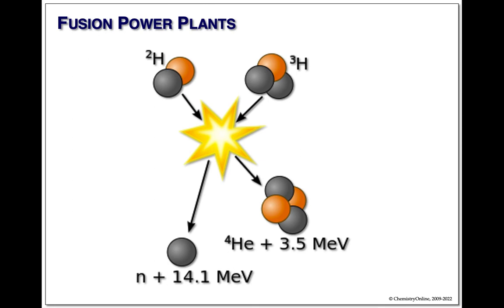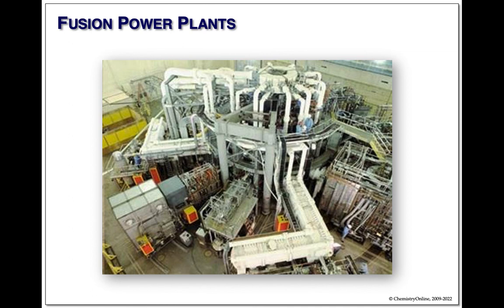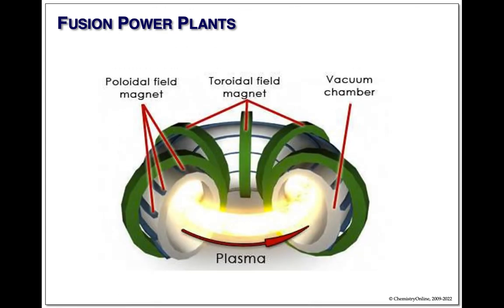Trying to tame this, however, has been difficult. The original design looks something like this. This massive machine. The fusion chamber is down here somewhere. What you do, you have a ring of magnets, very high vacuum, and you're going to fill this with deuterium and tritium. Then you heat it up.